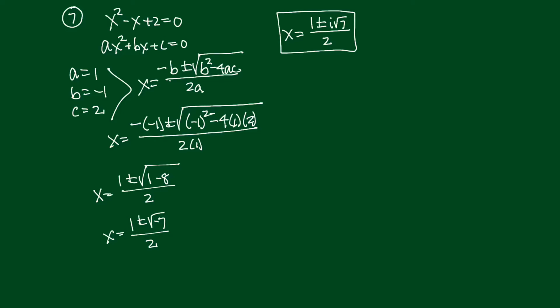Now often, since it's an answer that involves complex numbers, you might want to write it like this. 1/2 plus square root of 7 over 2 i, and 1/2 minus square root of 7 over 2 i. That's typically of the form a plus bi.